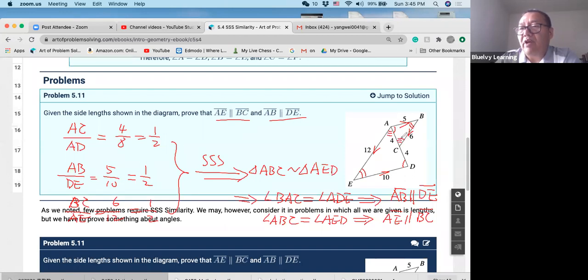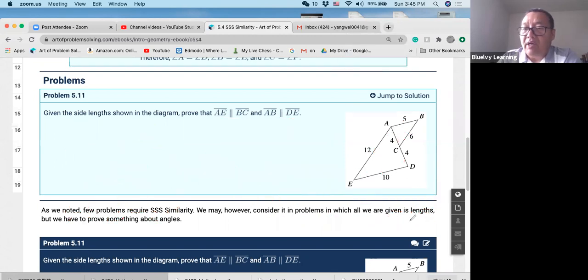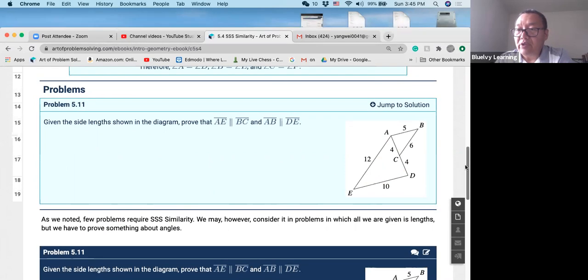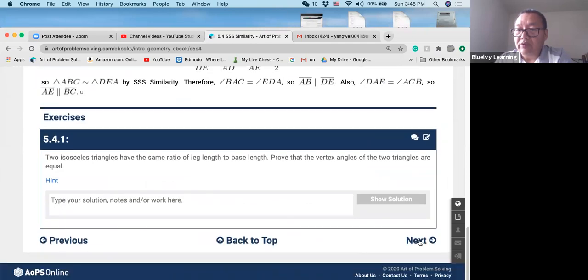Because this one's a triangle, this one another triangle. You already have two pairs of angles that are congruent. Definitely the third one will also be congruent. So you get the line AE will be parallel with line BC. So then we finish this proof. We actually also finished this section, right? We also finished this section.